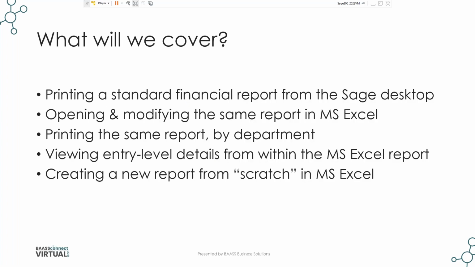And so we're going to print from the desktop. We're going to open and modify the same report once we're inside Excel, which opens from within the desktop. We're going to print that report by department as well, just to give you another option. We're going to view some entry-level details from within the Excel report, and hopefully we'll have time to create a very simple report from scratch in Microsoft Excel in Financial Reporter.